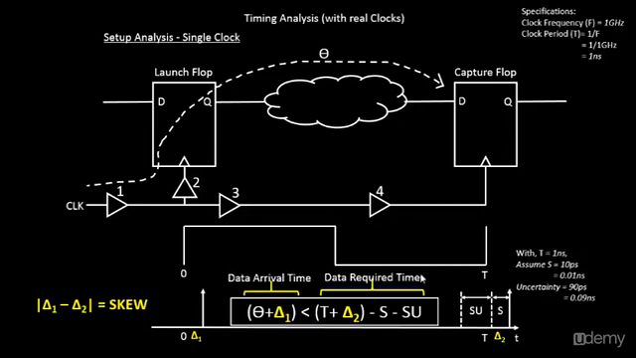Data required time, on the other hand, says the time by which the data is required to come. It should be T, which is your time period, plus delta 2, which is your clock network delay, minus the fixed time that cannot be neglected, that is the setup time of this capture flop, and the setup uncertainty because of the jitter factor. So these two factors have to be subtracted from the clock period plus the clock network delay.